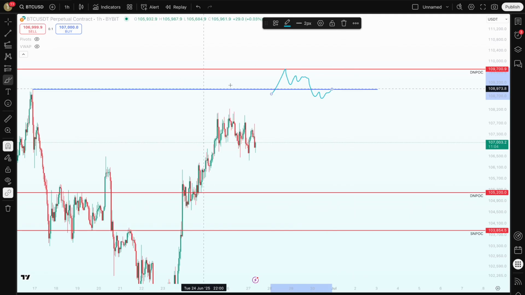Now, with these factors in mind, a level that we have beforehand, a daily NPOC level, what I will be looking for in a confluence factor is, are we seeing bearish CVD divergences on the chart?